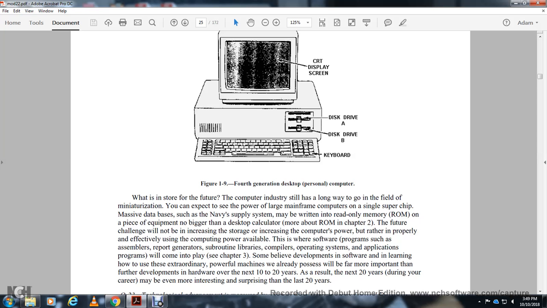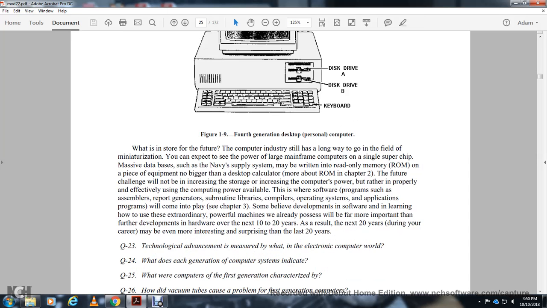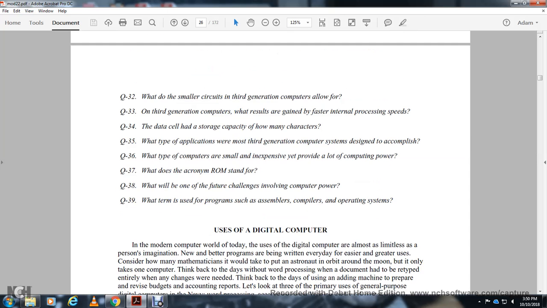Chapter 3 seems to move toward believable developments for the software, learning how to use extraordinarily powerful machines we already possess, with far more further hardware developments over the next 10 and 20 years. As a result, the next 20 years may be even more interesting and surprising than the last 20 years.